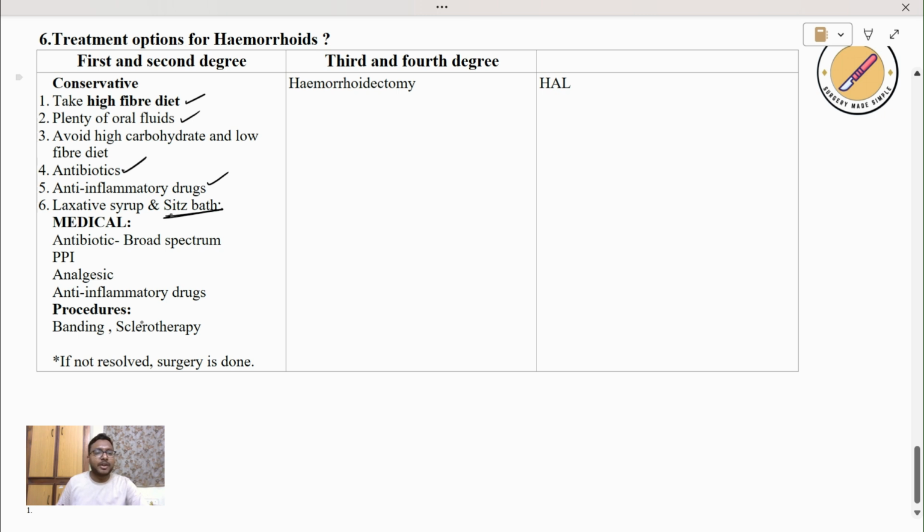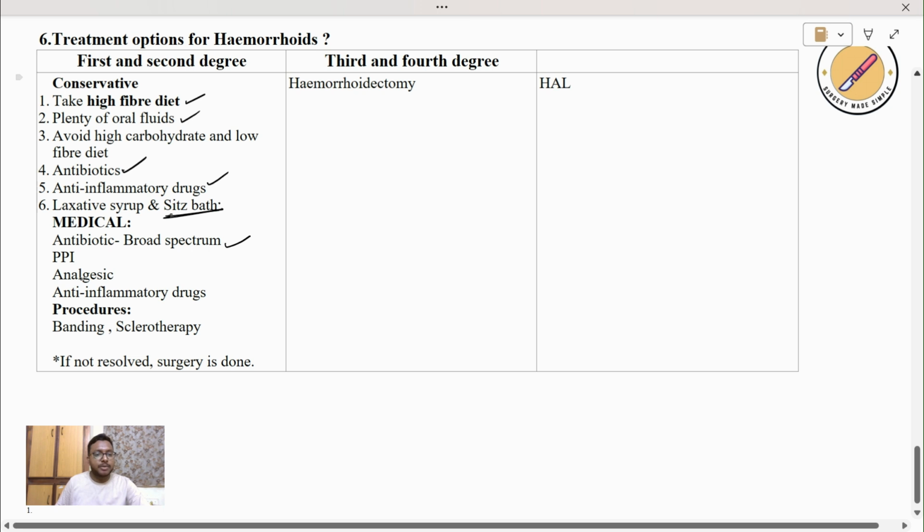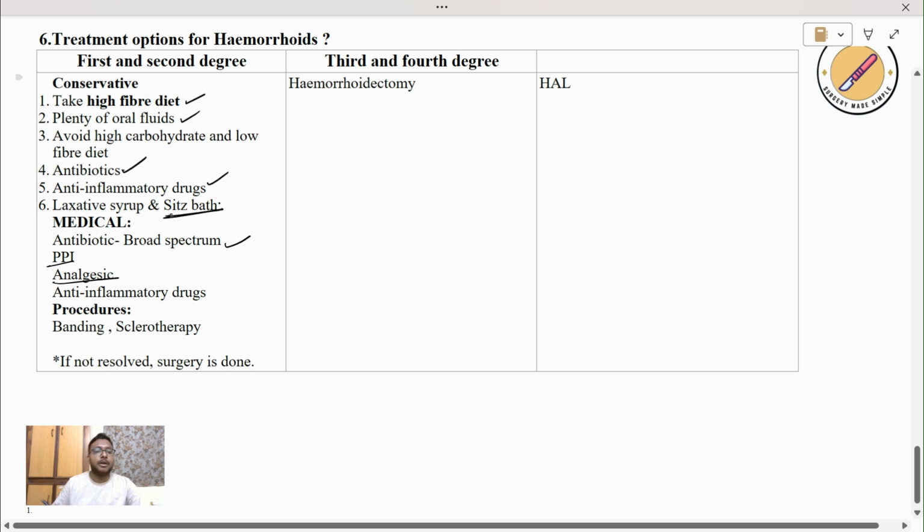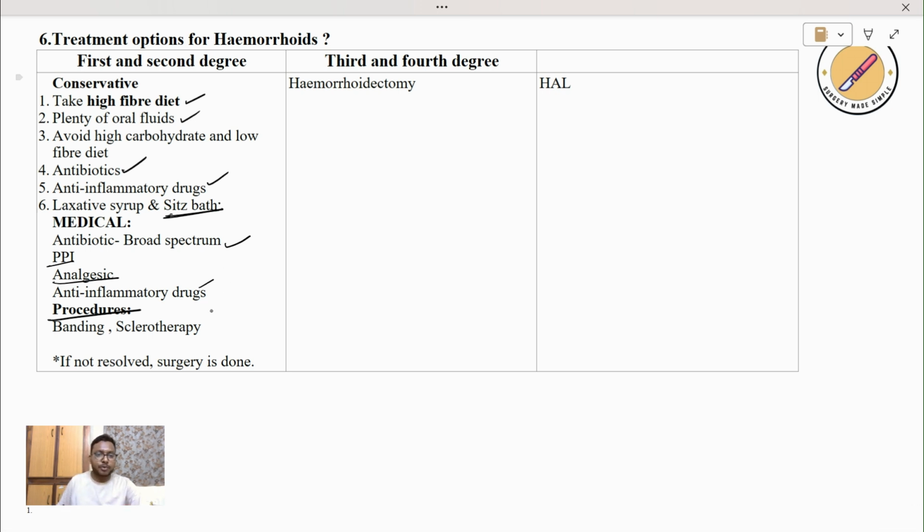Now, apart from this, medical management usually goes for broad spectrum antibiotics, PPI, and analgesics. Usually, hemorrhoids are painless, but if they arise below the dentate line, you know that the area below the dentate line is very painful. So in such a condition, it will be painful. Then you will give analgesics and anti-inflammatory drugs, and very rarely, if the patient is not responding to your conservative treatment, then you can go for OP-based procedures.